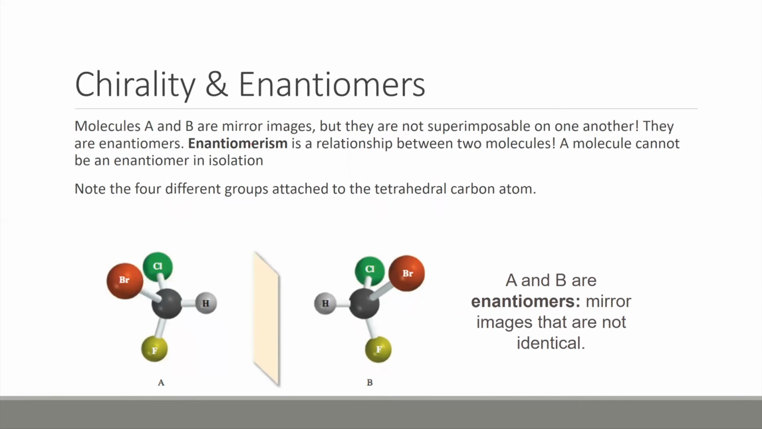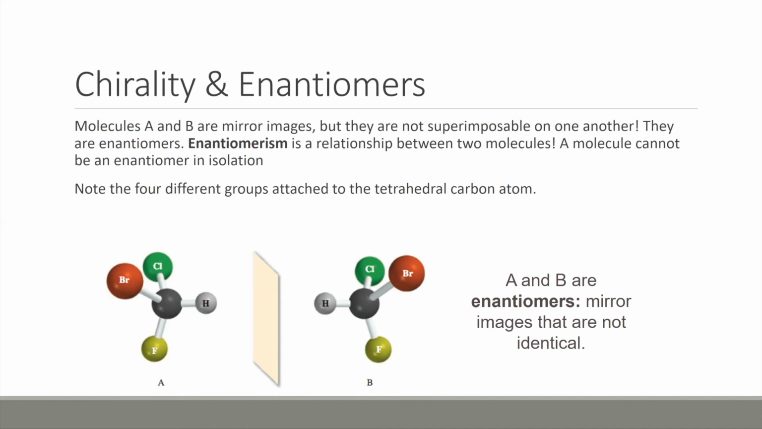So when you have something that is a mirror image of the other, but it is not superimposable, the molecule is called an enantiomer. So an enantiomeric relationship between 2 molecules is, as said, when they are chiral and they are non-superimposable mirror images. Now, a molecule can't be an enantiomer in isolation, right? Because if one exists, the other must as well. So you will always have a pair of enantiomers.